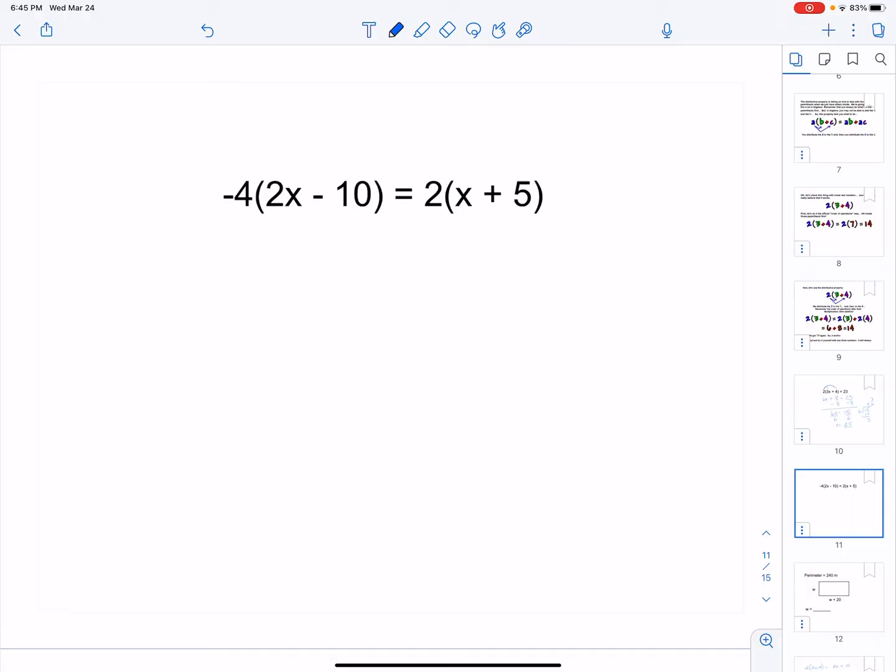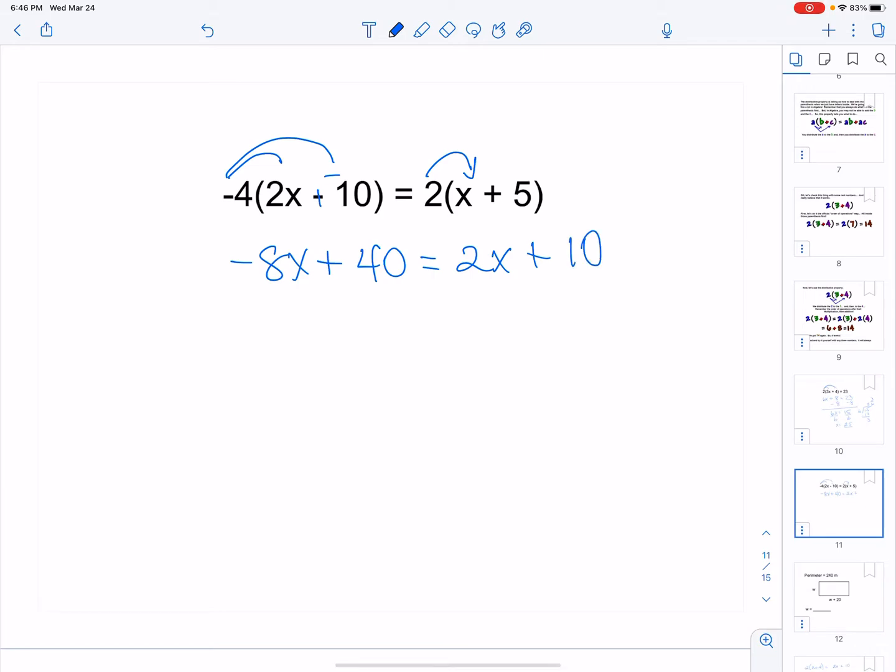Well, the first thing I would do in this problem is change that subtraction to addition next to its opposite. Now I'm going to pass out this negative 4 to each element inside the parentheses. So negative 4 times 2x will give me negative 8x, plus negative 4 times negative 10 gives me positive 40, equals, and now I pass out the 2. 2 times x gives me 2x, plus 2 times 5 gives me 10.